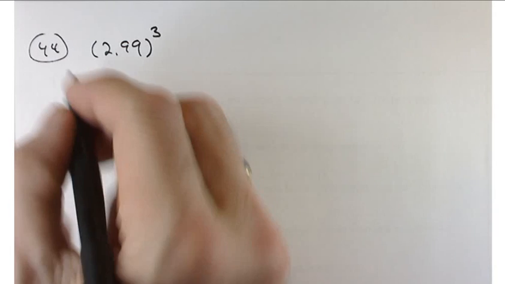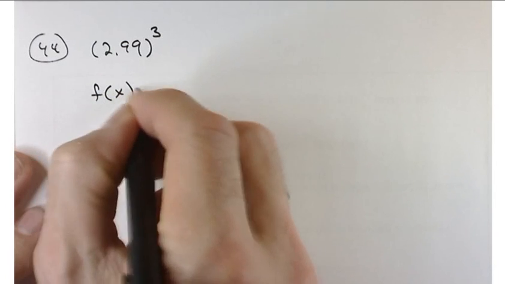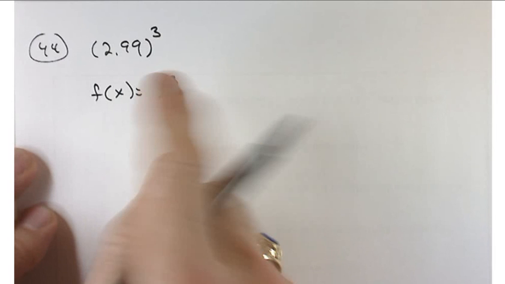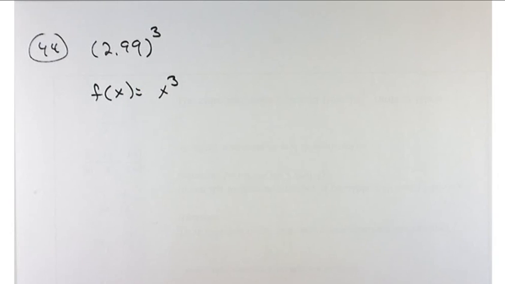If you had to guess 2.99 to the third power, what would that equal? Yeah, 26 something, right? Almost 27. Because the function we're really dealing with is f of x equals x cubed, and 2.99 is close to 3. And 3 cubed is 27, so it should be a little bit less, 26 something. Sounds like a good answer.